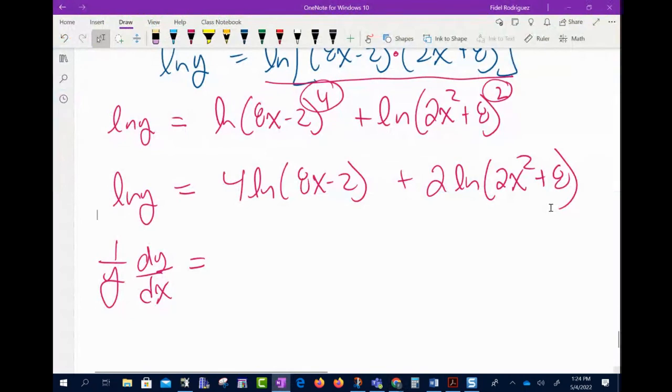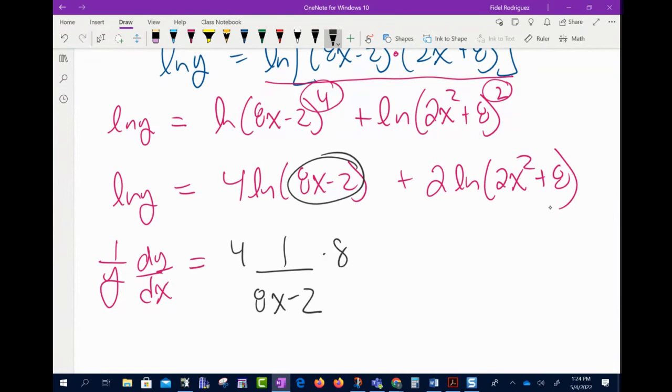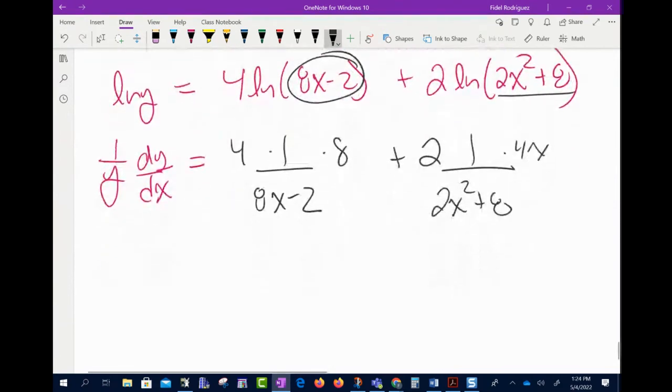When I'm taking the derivative of, say, this piece here, I'm going to leave the 4 alone. It's going to be 1 over 8x minus 2 times the derivative of 8x minus 2. So what's the derivative of 8x minus 2? 8. Those are all being multiplied. Plus 2, 1 over 2x squared plus 8. What's the derivative of 2x squared plus 8? 4x.